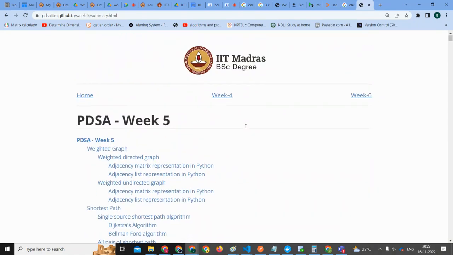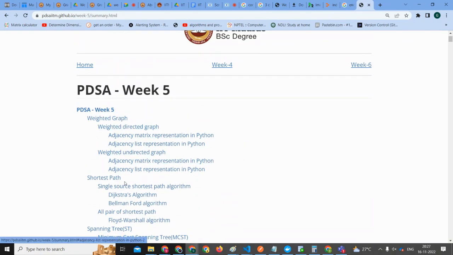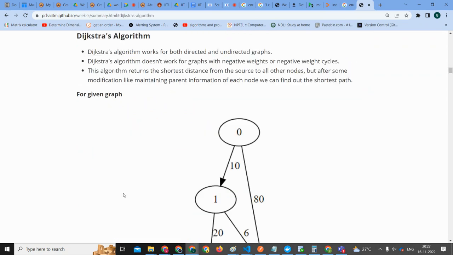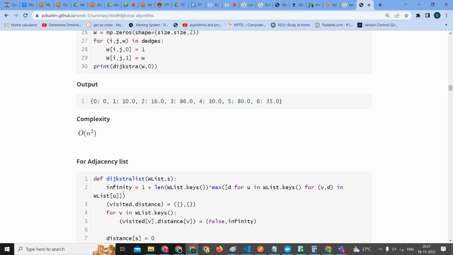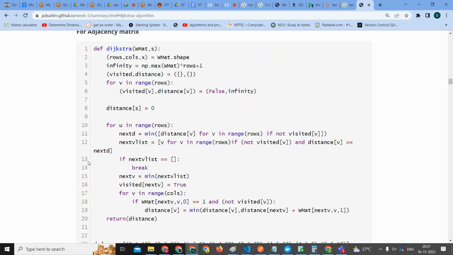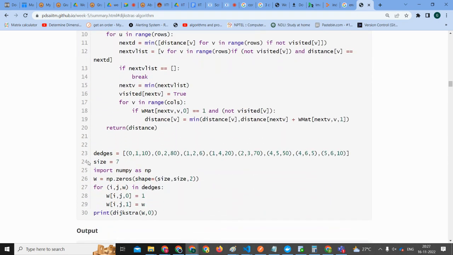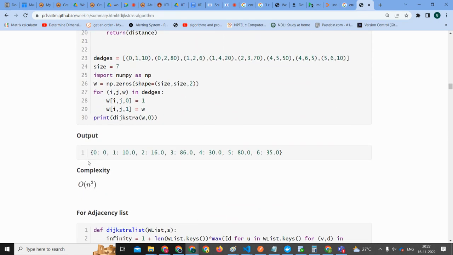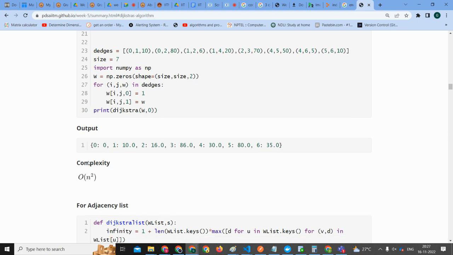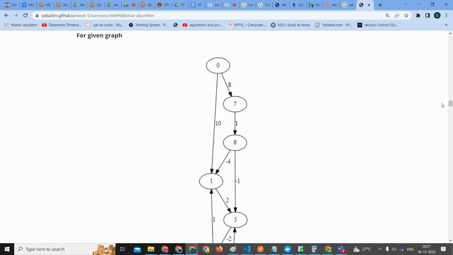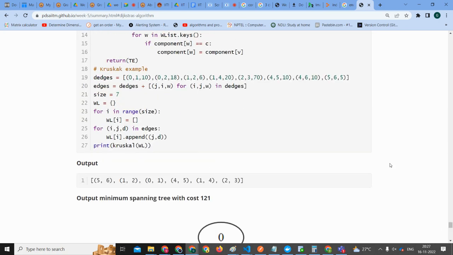Where do we have it? Dijkstra's with heaps is O of n log n, right? Okay. Dijkstra's is n square without using heaps, right? With heaps, I think we can make it n log n.